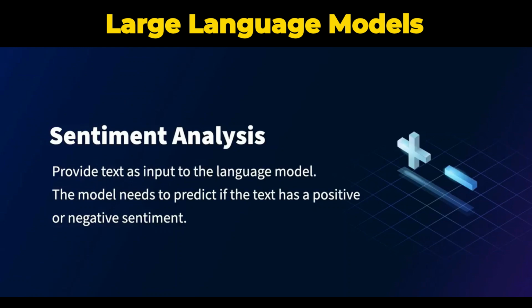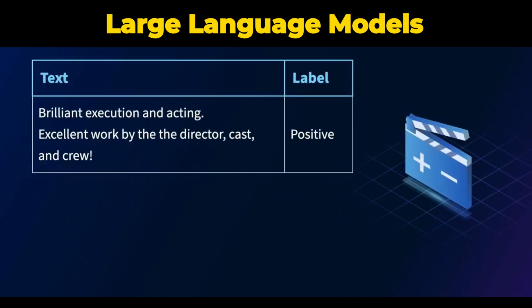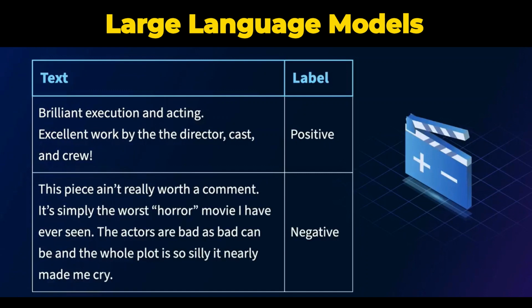So here's an example from the movie reviews. "Brilliant execution and acting, excellent work by the director, cast, and crew." And this is labeled as a positive review. So now let's take a look at a negative example. "This piece ain't really worth a comment. It's simply the worst horror movie I've ever seen. The actors are bad as bad can be, and the whole plot is so silly, it nearly made me cry."